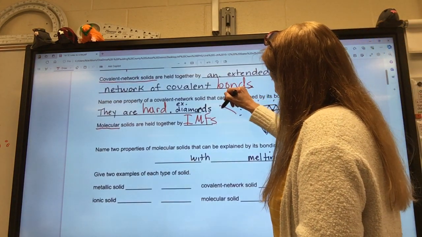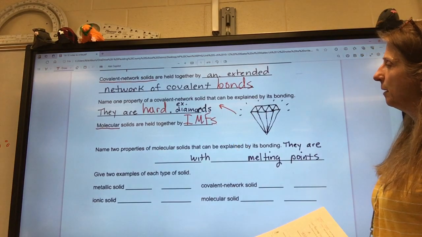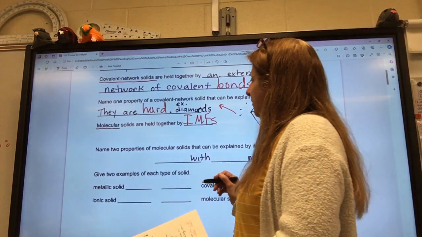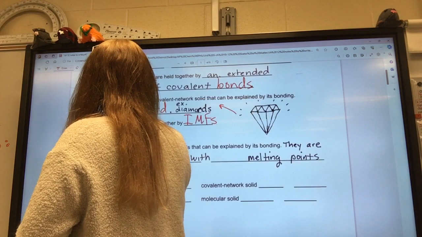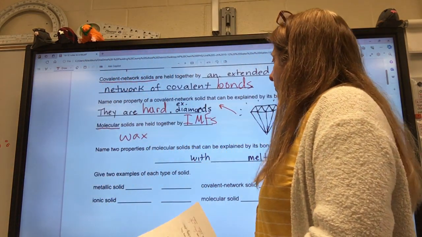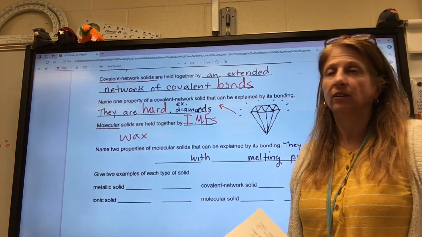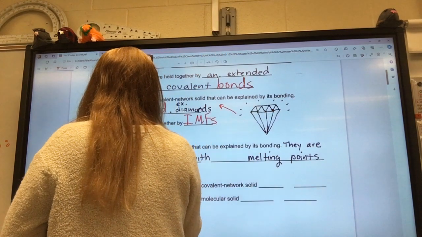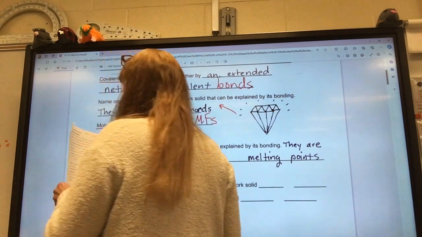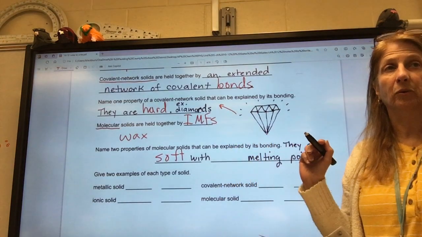So the diamond goes up with that one. What are properties of molecular solids? An example would be wax. That's one of the ones we did in that lab in honors. So what do we think about wax? Is it hard or soft? It's soft, right? They're more soft. And does wax have a high melting point or a low melting point?